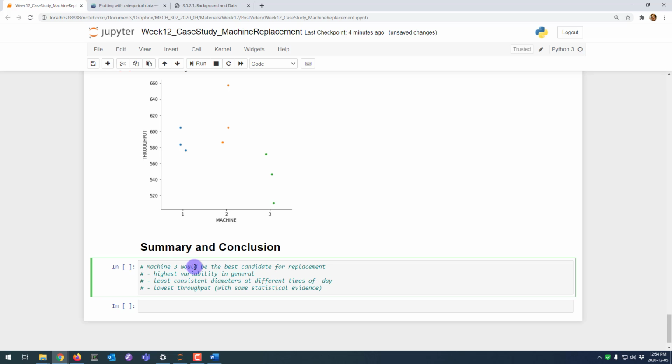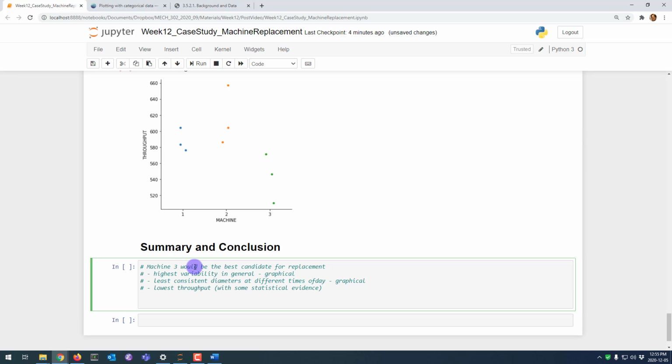Now notice these other ones are strictly graphical. We didn't actually do any statistical tests for this, so it's important to recognize that this is, I looked at pictures and this is what I saw. Again, that can be totally convincing, but it's worth noting that it's not the same as a statistical test. So with all that in mind, this would be the summary of the analysis of the data so far.